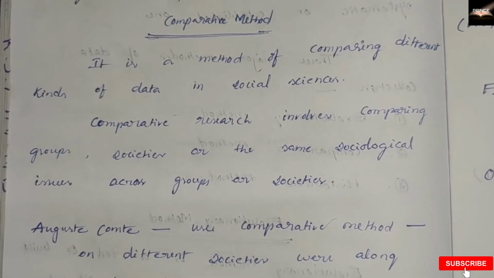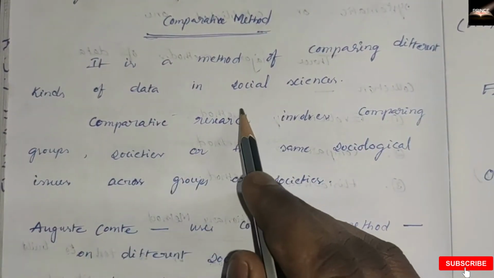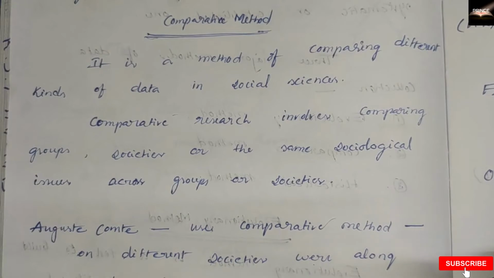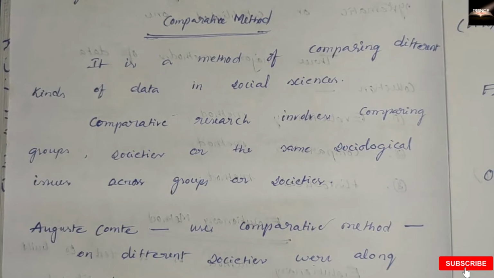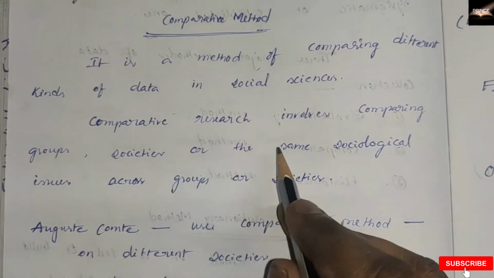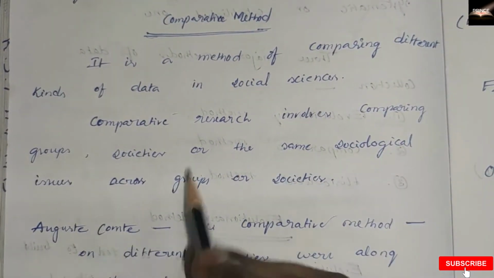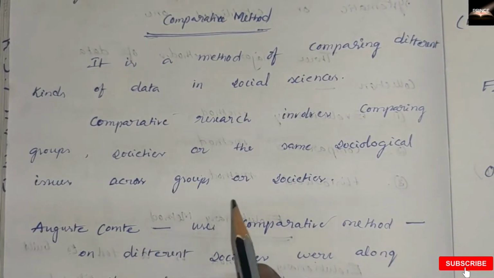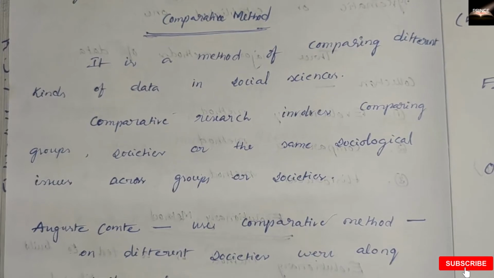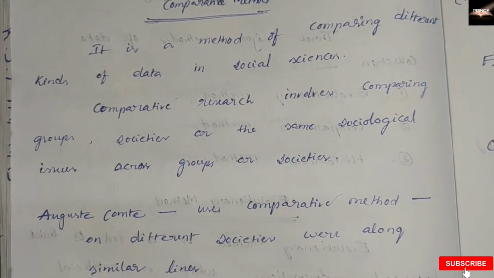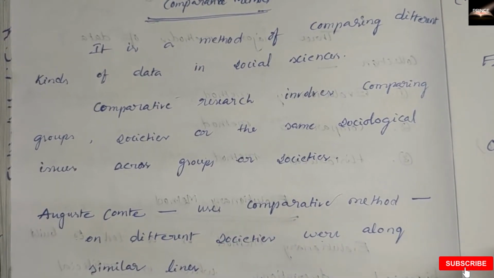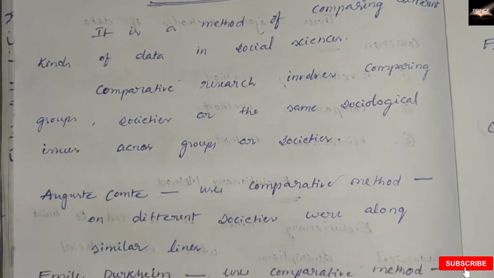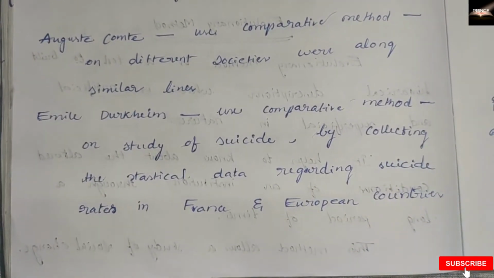Next, comparative method. It is a method of comparing different kinds of data in social sciences. They generate data, collect data, compare the data and produce conclusions. Comparative research involves comparing groups, societies, or the same sociological issues across groups or societies, those societies or groups having the same sociological issues.